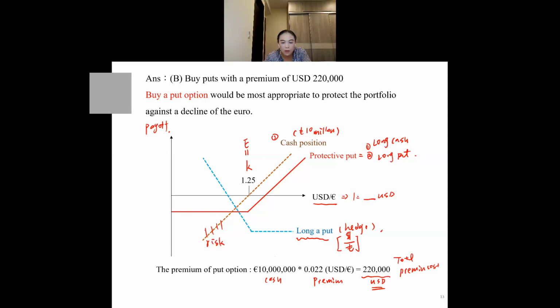Secondly, just compute the premium. That's straightforward. The cash amount, 10 million euros, times the exchange rate, 0.022 euro to dollar, and you're able to figure out the total amount of US dollar premium cost. Okay, the answer is B here.